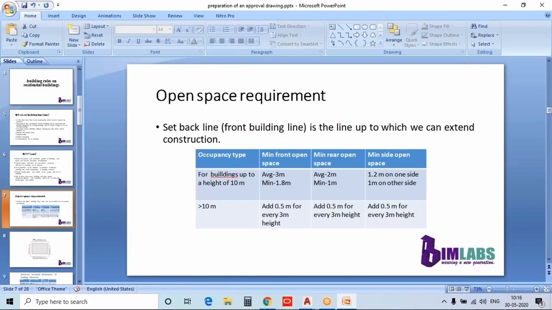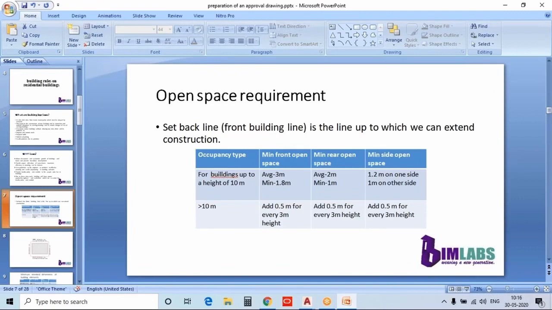For the occupancy type for a building up to a height of 10 meter, you have to provide 3 meter front open space with a minimum of 1.8 meter. For the rear open space, you have to provide an average of 2 meter with a minimum of 1.1 meter. And for the side open spaces, you have to provide 1.2 meter on one side and 1 meter on the other side.